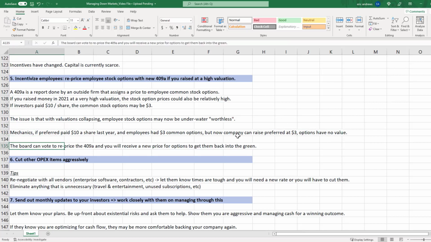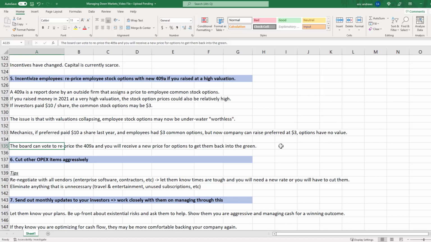So what you can do is the board can vote to reprice a 409A in one-off situations where there's an extreme dislocation or the business itself has suffered in some way. And the firm can come back in and reprice the stock options, even if they were issued in the past. It's very likely that they would price them at maybe 50 cents or $1. And so you can actually get your employees back into the green, even if your valuation has dropped, by repricing the option.